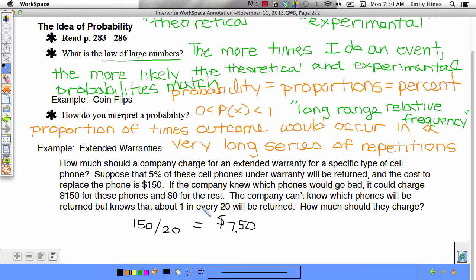That's the thing with probability, is that you don't know which one is going to happen from one thing to the next. I just know over a long period of time. So if I sell millions and millions of phones over that long time, about 1 out of every 20 is going to be returned. So I can estimate how much I should charge for my extended warranty based on that probability.